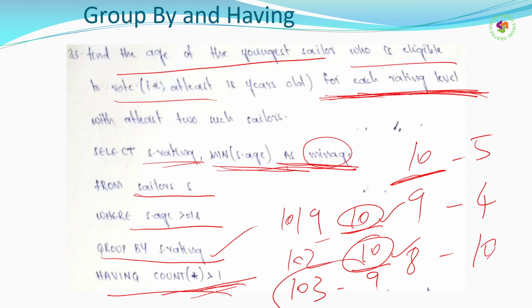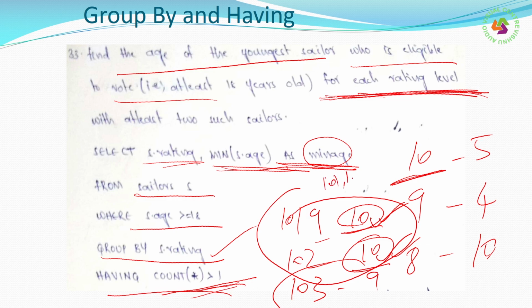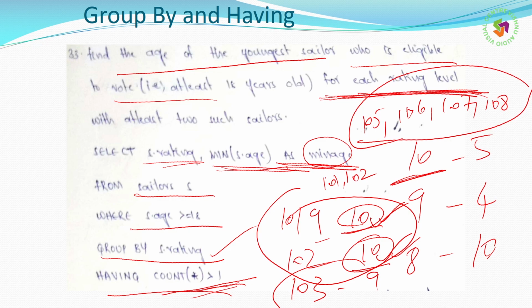Next, which rating values are repeated? Those can be considered as groups. This is the rating 10 group, 101, 102. Next, rating 8 was given to 105, 106, 107, 108. This is the rating 8 group. Different sailors got different ratings, and where the count is greater than 1, that means different sailors got the same rating, 8, 9 or 10. Those can be grouped together. In this way we will write the query.